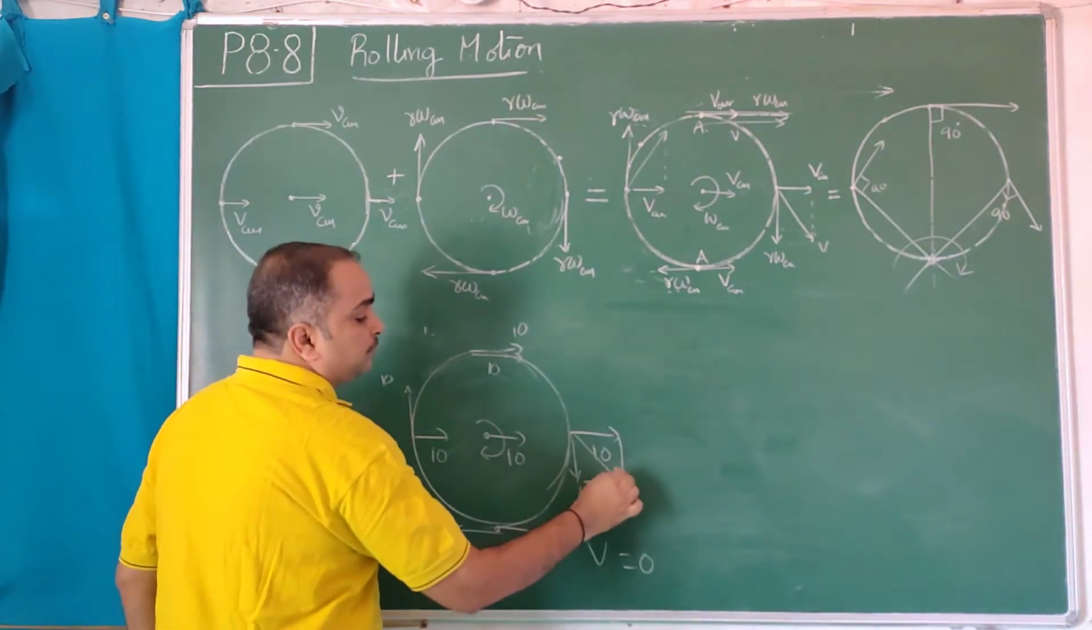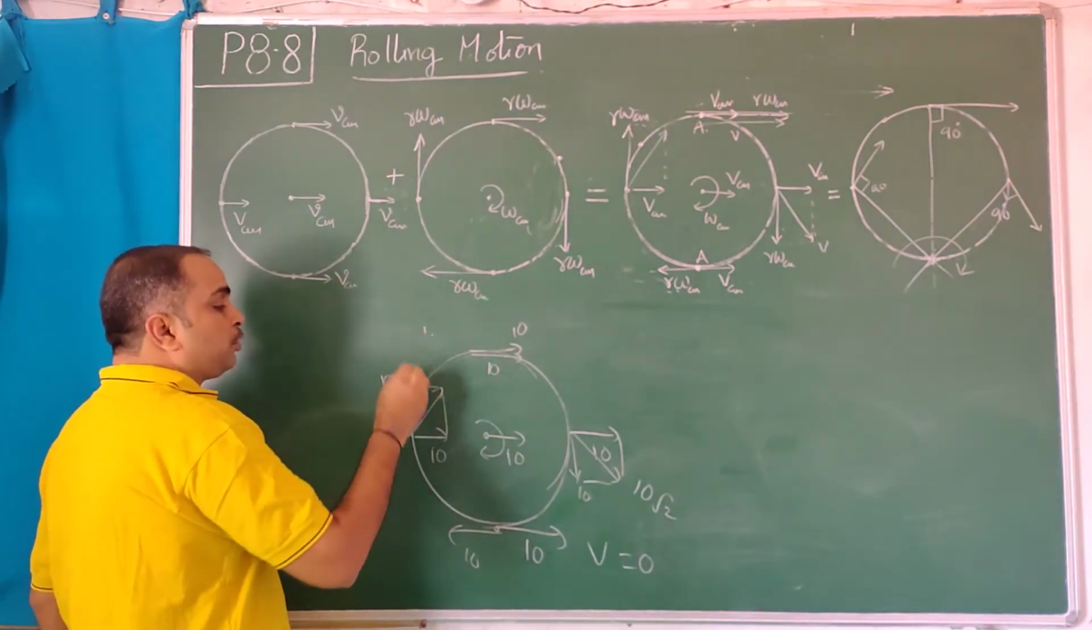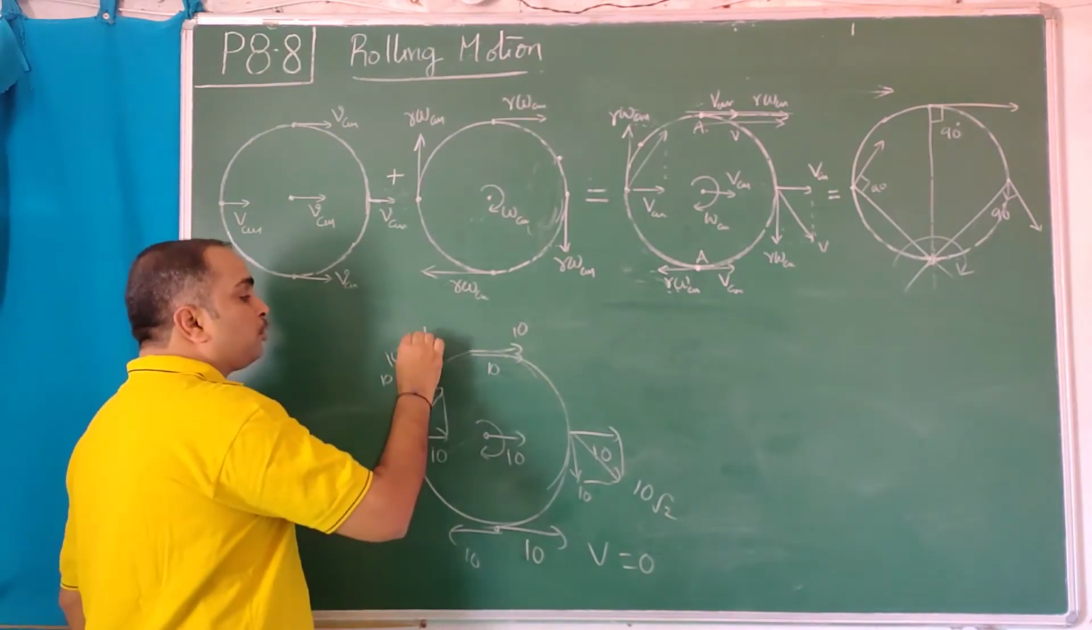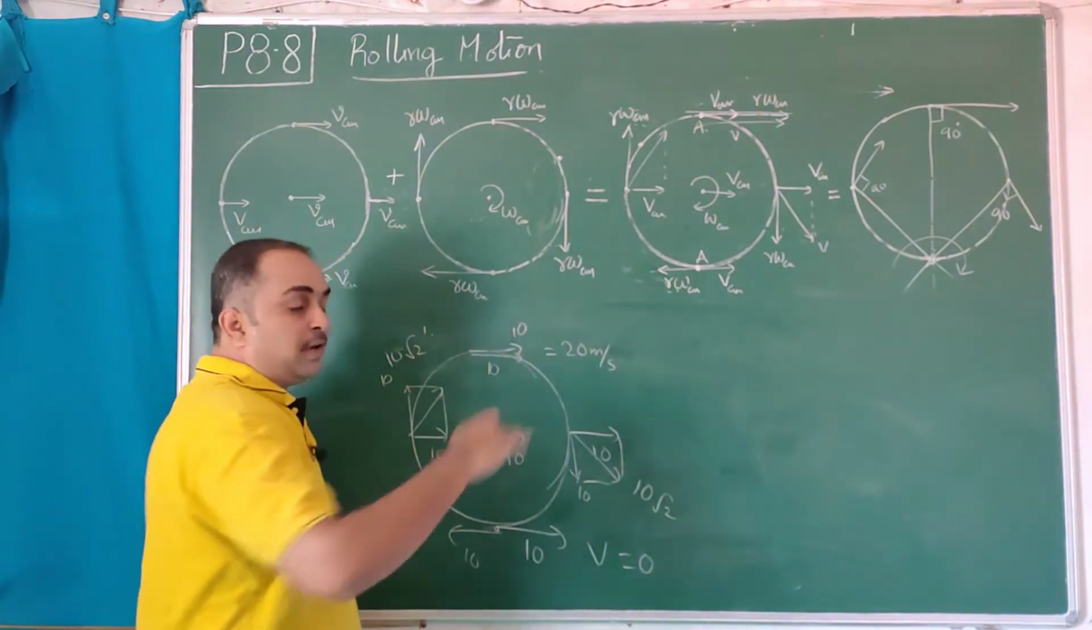This velocity, 10 root 2 in this direction. This velocity, 10 root 2, 10 square plus 10 square under root, 10 root 2. This velocity, 20 meters per second. The topmost point will have the highest velocity.